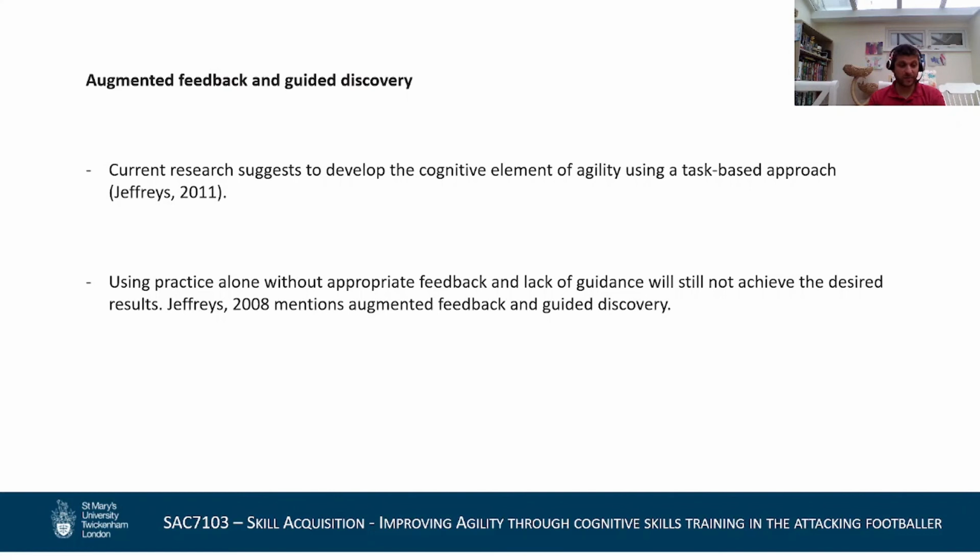and ultimately anticipation. The approach taken to develop the cognitive element of agility is a task-based approach, and this is based on research supporting the construction of effective skill learning environments addressing context-specific perception action cycles. Using practice alone without appropriate feedback will not achieve the desired results. And Jeffries 2008 mentions augmented feedback and guided discovery.